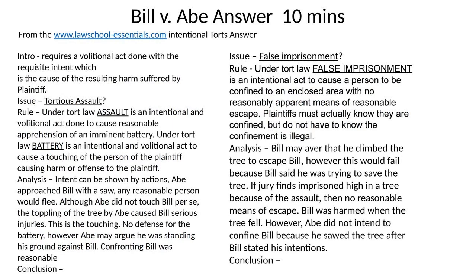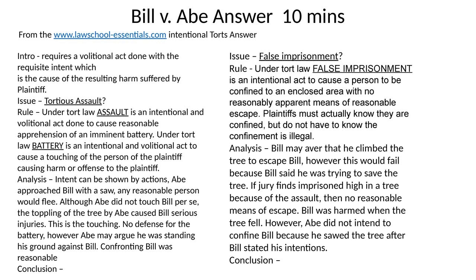Okay, so this is what the answer will look like. It'll take you 10 minutes. You make an introduction. The intentional torts require a volitional act done with the requisite intent, which is the cause of the resulting harm suffered by the plaintiff. So the issue, tortious assault: under tort law, it's an intentional and volitional act done to cause reasonable apprehension of an imminent battery. Under tort law, battery is an intentional and volitional act to cause a touching of the person. So you're going to do your intro. You're going to say the issue, tortious assault or battery, and then you're going to cite the rule for both. Or you say assault, rule, fact pattern, battery, rule, fact pattern, and then make a conclusion. You got to weave those facts into the elements of the law.